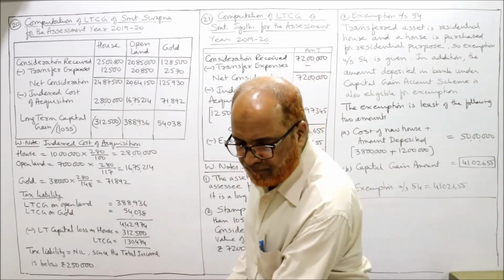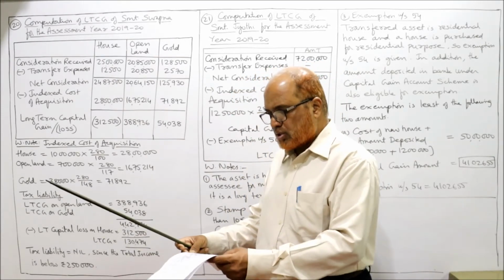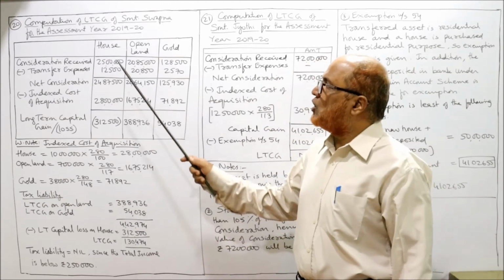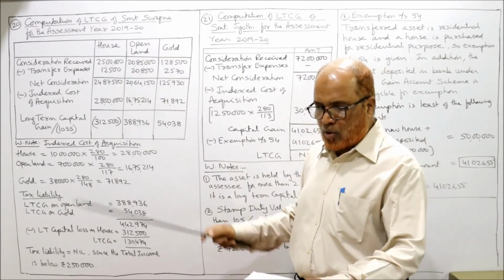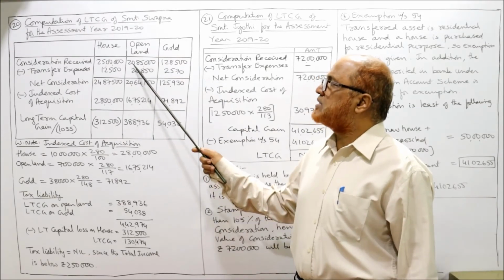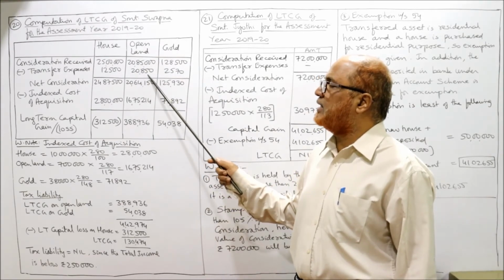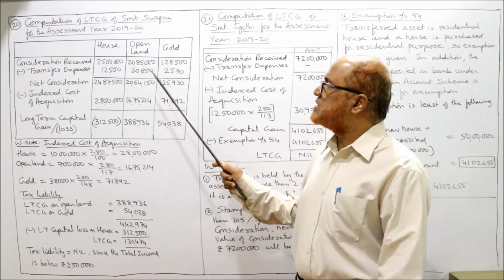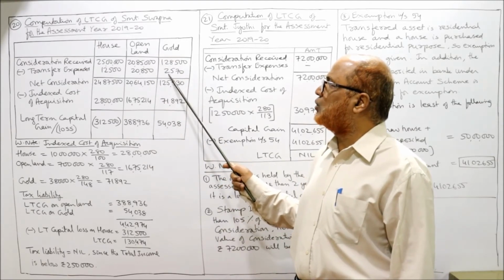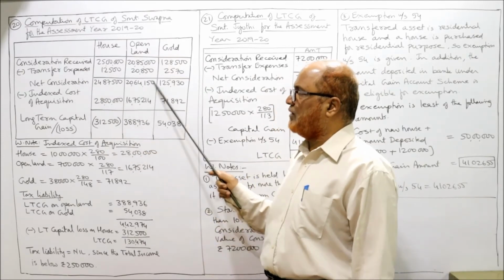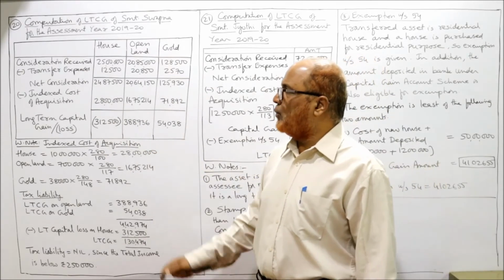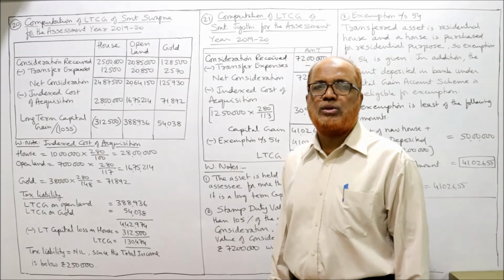First, on the house, 0.5%. 0.5% of 25 lakh gives you 12,500. Secondly, open land 1%. 1% of 20 lakh 85,000 is 20,850. And 2% on 1 lakh 28,500 is 2,560. So we subtract transfer expenses and get the net consideration. From this we deduct the indexed cost of acquisition.